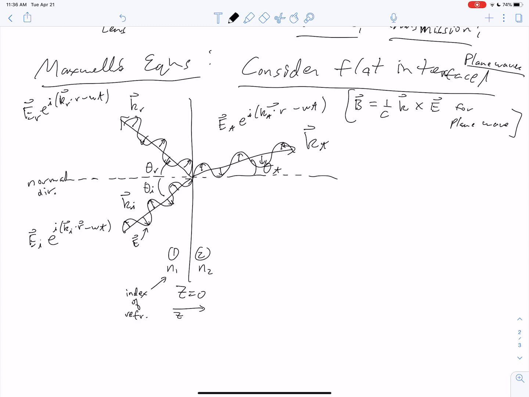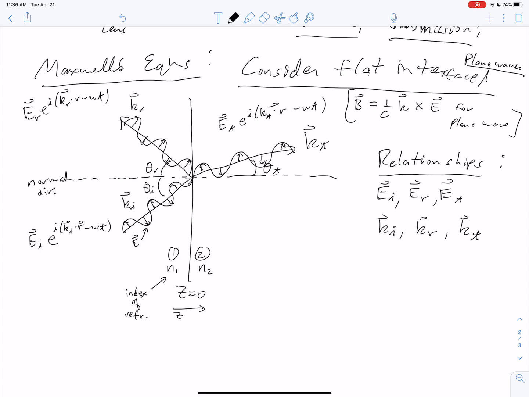Okay. And so now what we want is to know the relationships. This is what we want: what are the relationships between these quantities, E_I, E_R, E_T, as well as k_I, k_R, and k_T?